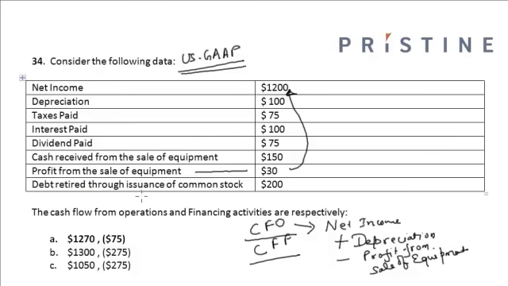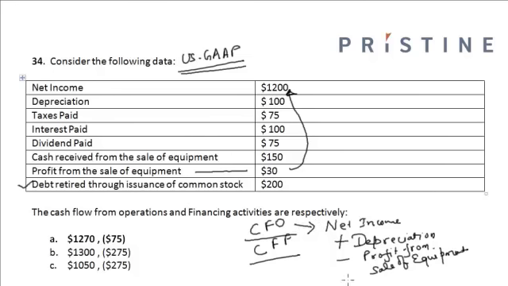And debt retired through issuance of common stock. The last action does not have any cash inflow or outflow, because the debt is retired through the issuance of common stock. Hence there is no outflow or inflow of cash.